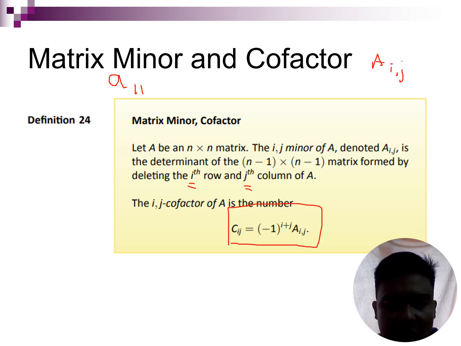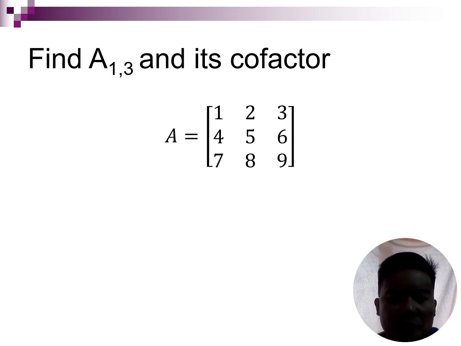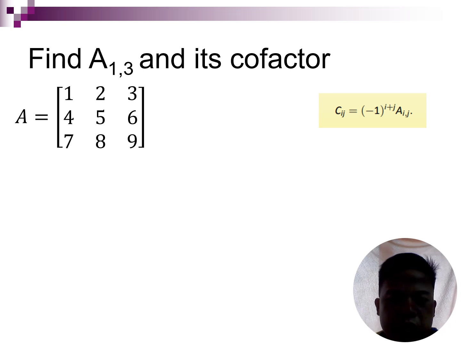The cofactor of A is given by C sub ij equals (-1) to the power of i plus j times A sub i comma j. That is our minor. Okay, so let's start. Find A13 and its cofactor. So which means we need to determine the minor of A13 and its cofactor.